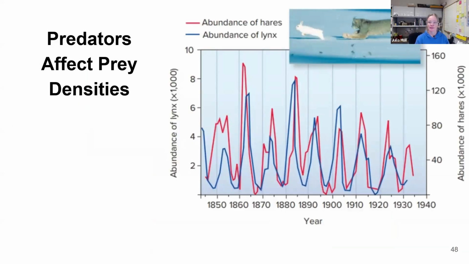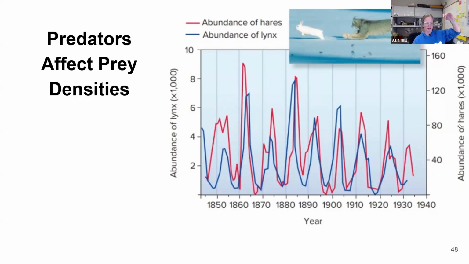Predator and prey species population levels have interesting interactions with each other. And we have this nice predator-prey population dynamic. The classic example of this is data that was collected in Canada for about 100 years, where we're looking at the population level of hares and the population level of lynx through time.